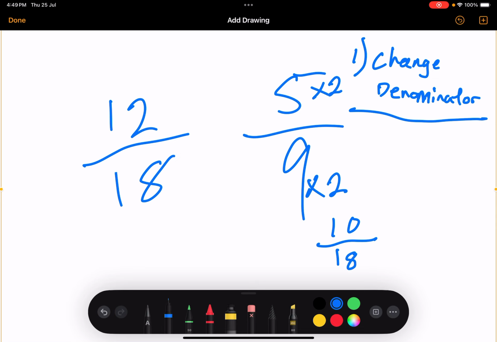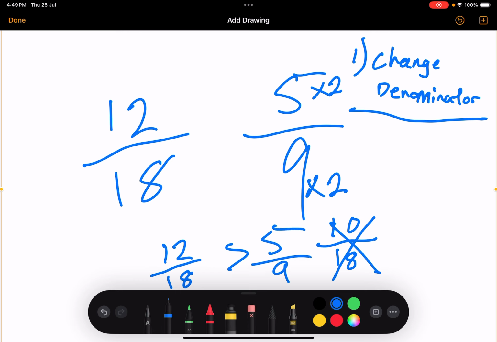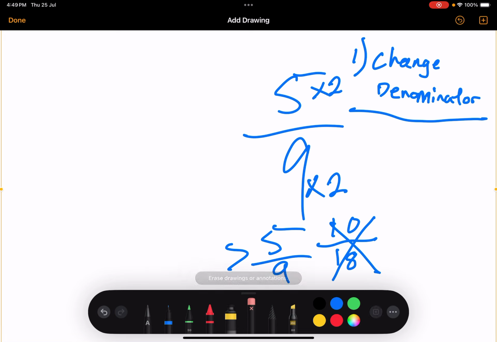Now we can compare. So 12 is bigger than 10. So therefore, 12 out of 18 is greater than 10 out of 18, right? But we must change it to the same denominator. So it should be 5 out of 9. Okay?